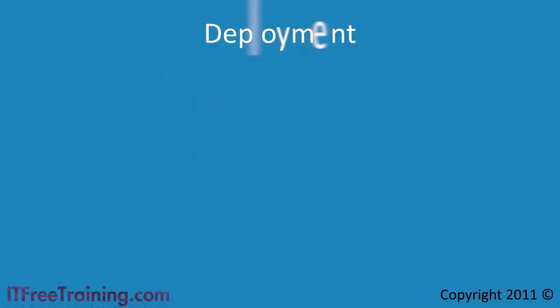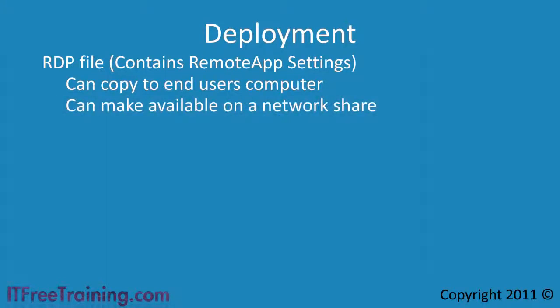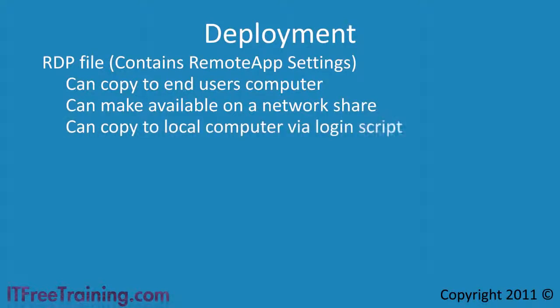Now that you have your RDP file or MSI package, you need to make the application available on your client's computer. With RDP files, you can copy the file to the client computer. You can even make the RDP file available via a network share. On a large network, you can simply copy the RDP file to the client's computer via a login script. If you create an MSI package, you can run the file locally on the client's computer.